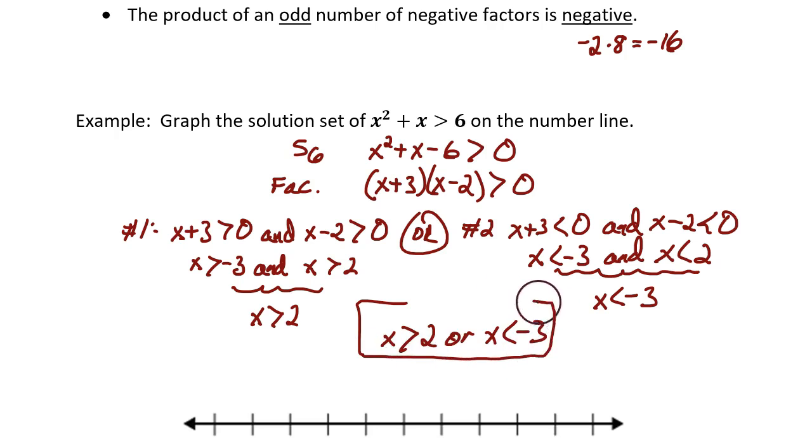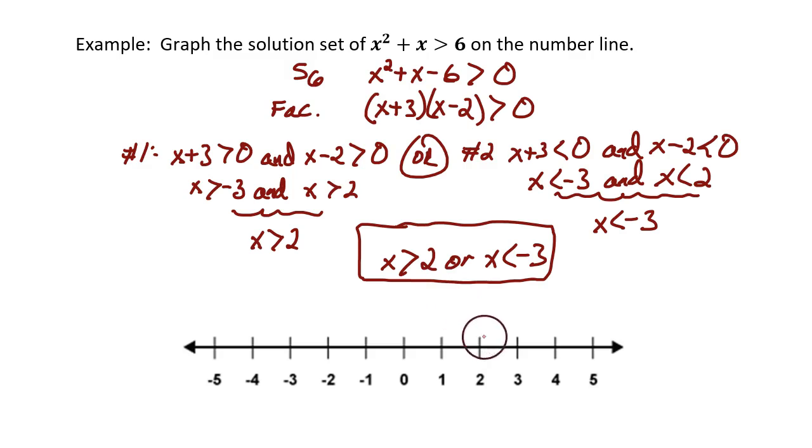We can graph that on the number line. There's an open circle at 2 and shade the numbers greater than 2. There's an open circle at -3 and shade the numbers less than -3. Any value that's in a shaded region could be used as a solution to this inequality.